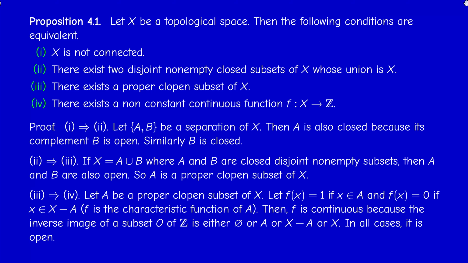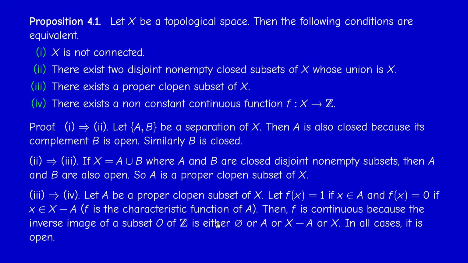Why? This is a simple exercise in set theory. How do I know that a function is continuous? I look at the inverse image under f of open subsets of Z. If we take O to be an open subset, or just any set actually, the inverse image under this characteristic function takes just four cases. Either it's empty if O does not contain 0 or 1. It is A if O contains 1 and not 0. It's the complement of A if it contains 0 but not 1. And it's all of X if O contains both 1 and 0.